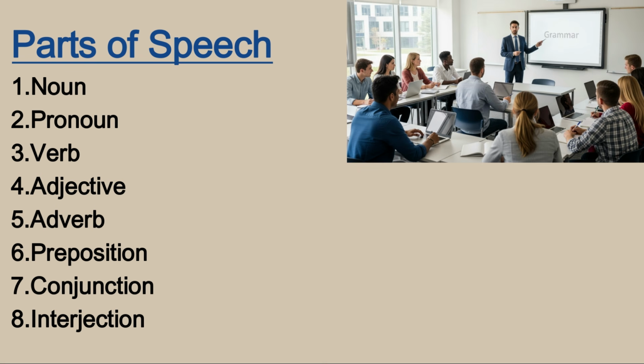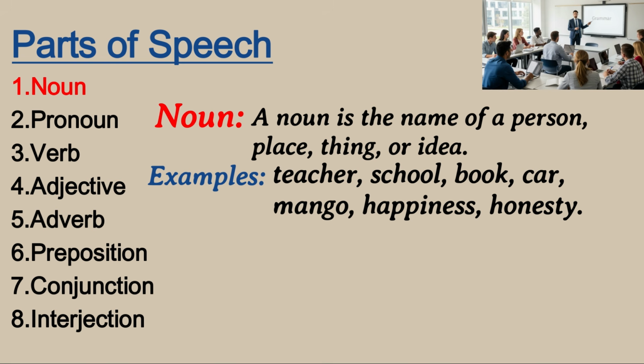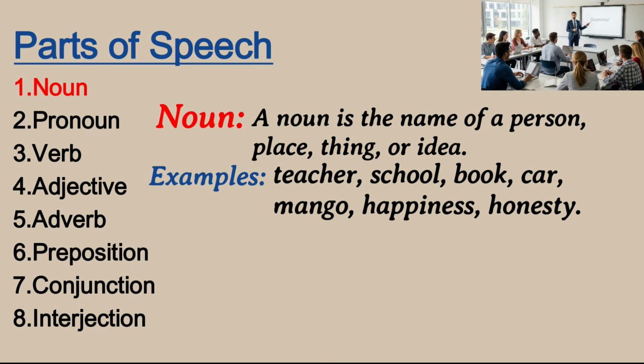First, let us see noun. A noun is the name of a person, place, thing, or idea. Examples: teacher, school, book, car, mango, happiness, honesty. Let's see how it works in real sentences.